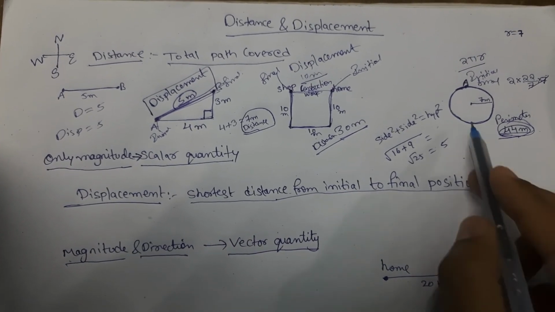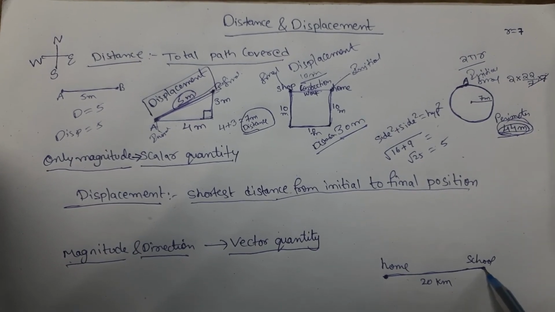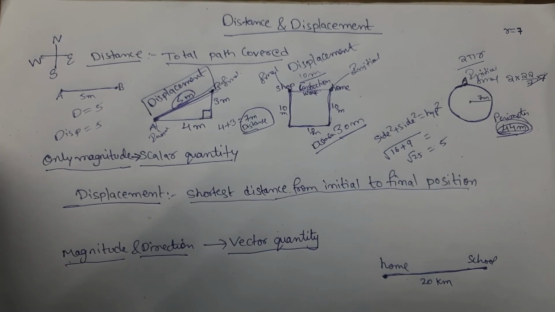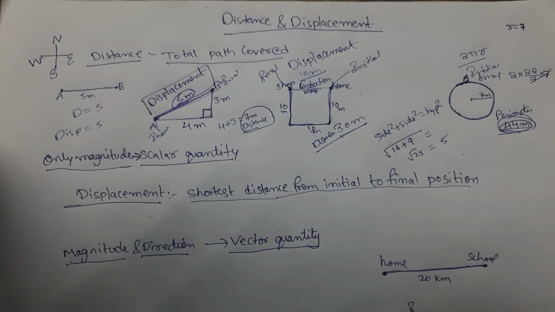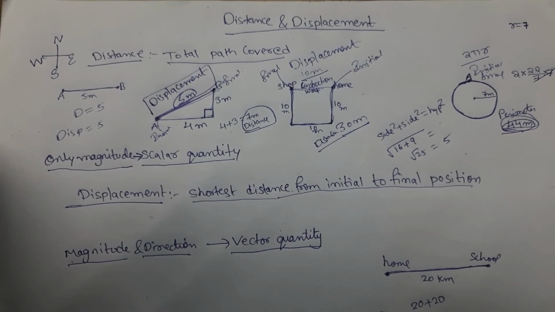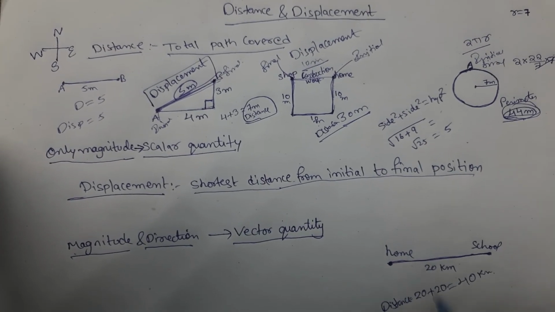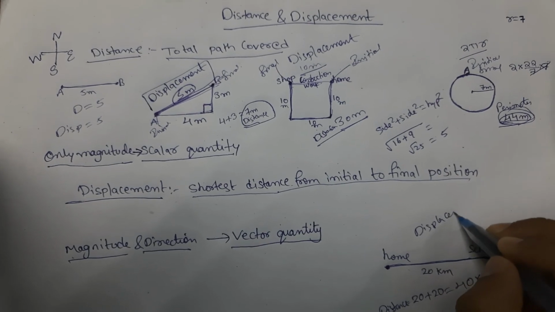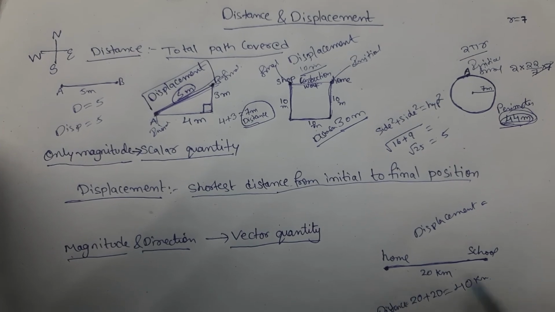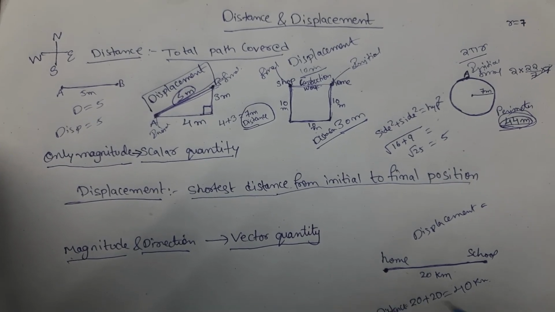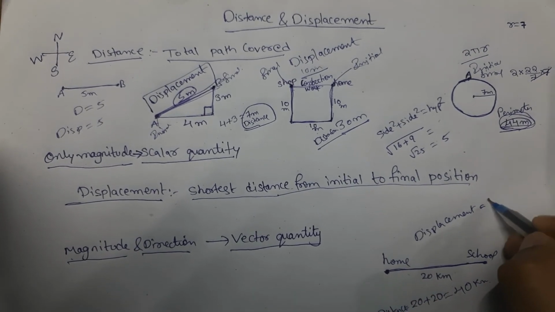And this is also the same example as this one. If you go to school every day by traveling 20 kilometers and come back home again, then what is the distance traveled by you in one day? That is 20 plus 20 equal to 40 kilometers. Here what is displacement? I already told you displacement is the shortest distance from your initial to final position. So again you return home, so you are at your initial position finally, so your displacement is 0 here.